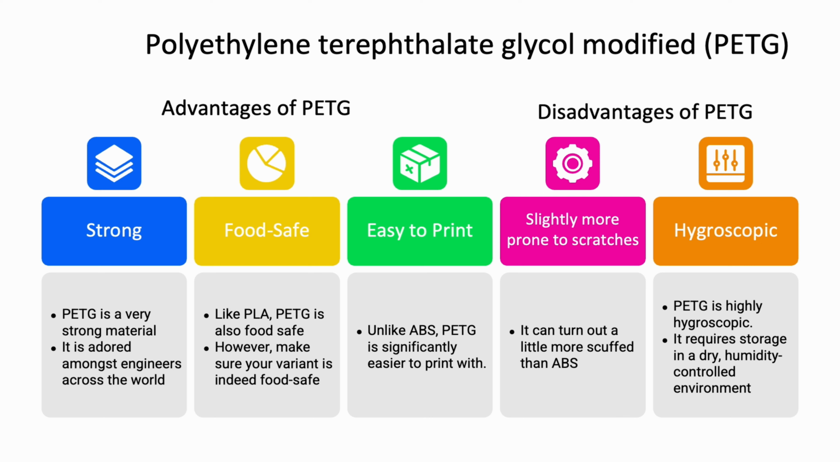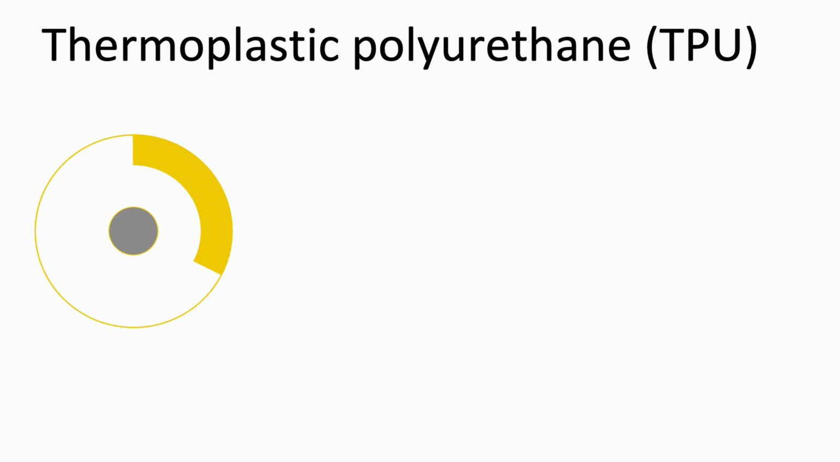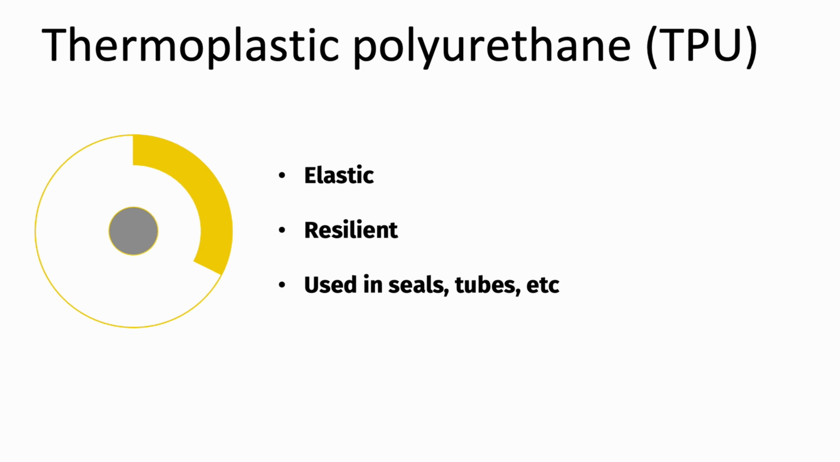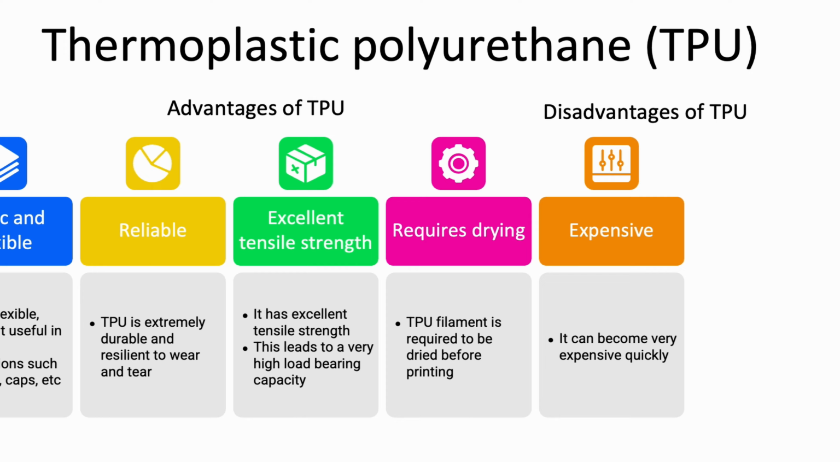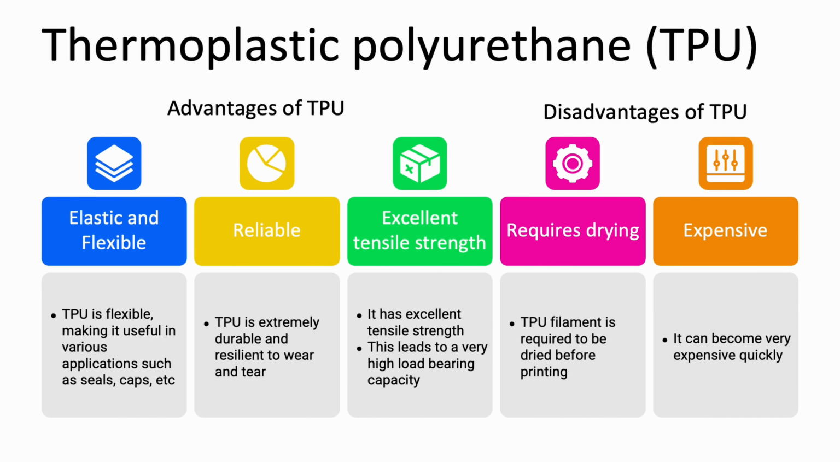Lastly, we have thermoplastic polyurethane, or TPU. It is a flexible material that is extremely durable and used in a variety of applications. TPU is elastic, reliable, and has a high tensile strength. This makes TPU a very good load bearer. Similarly to PETG, TPU is also hygroscopic, which necessitates the drying of the filament before printing. It can also become expensive very quickly.